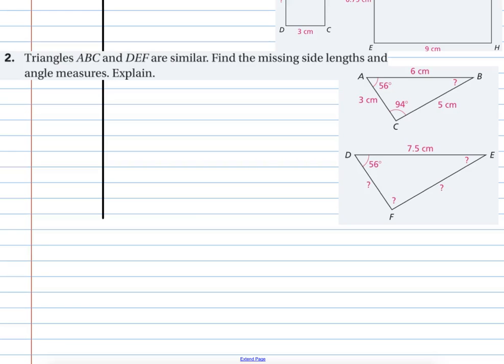Okay, so this is part 2 of question C. Question C says triangles A, B, C, and D, E, F are similar. So we know that these two shapes are similar to each other. Important to note, they are similar. Very, very important to know that similarity has rules to them.